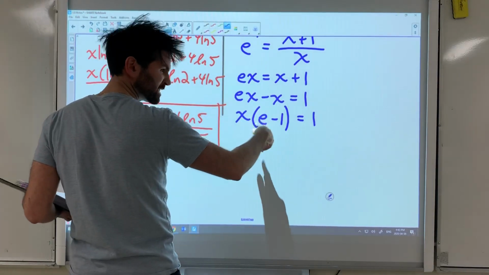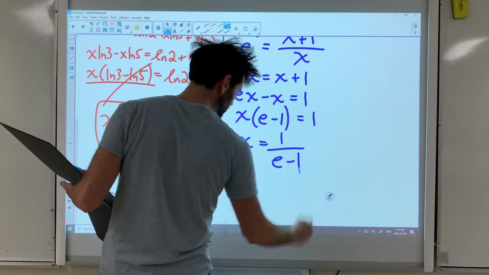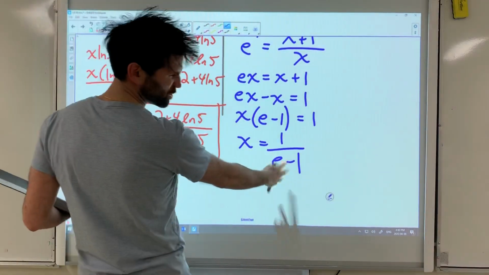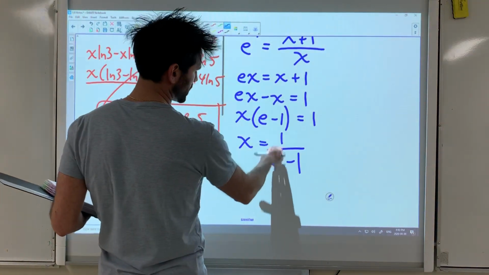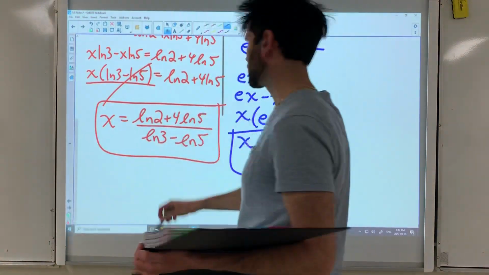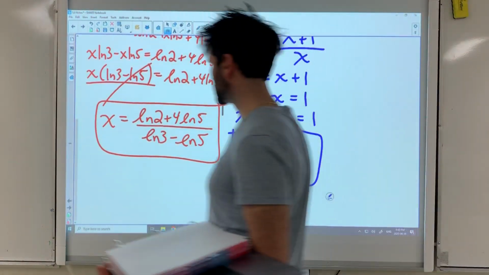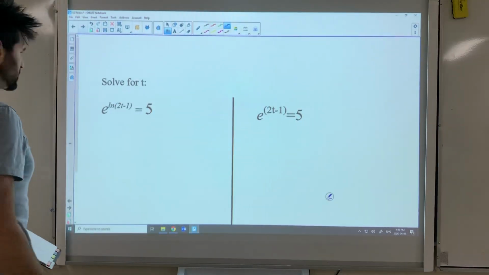Divide both sides by this. It's just a number. So you get x equals 1 over e minus 1. And remember, this is like 2.71, so it's kind of like having 1 divided by 1.71. But we leave it as an exact value. Boom! Done. Not gonna lie, like that's tricky. It's hard to look at. Yes. It's not fun to look at.